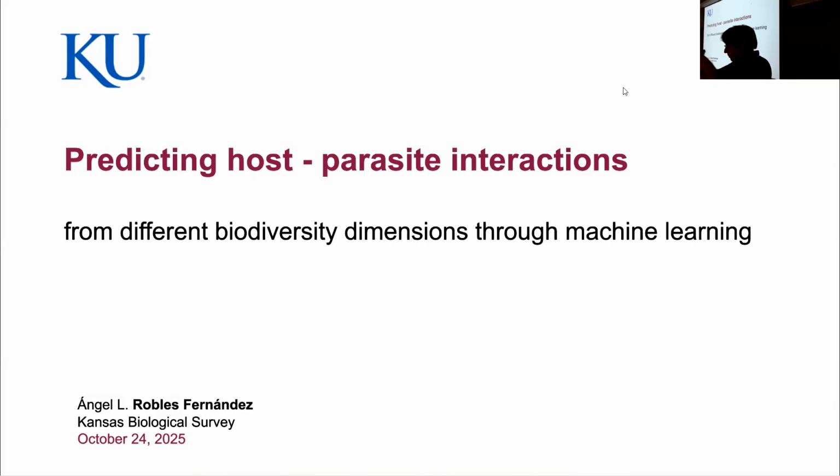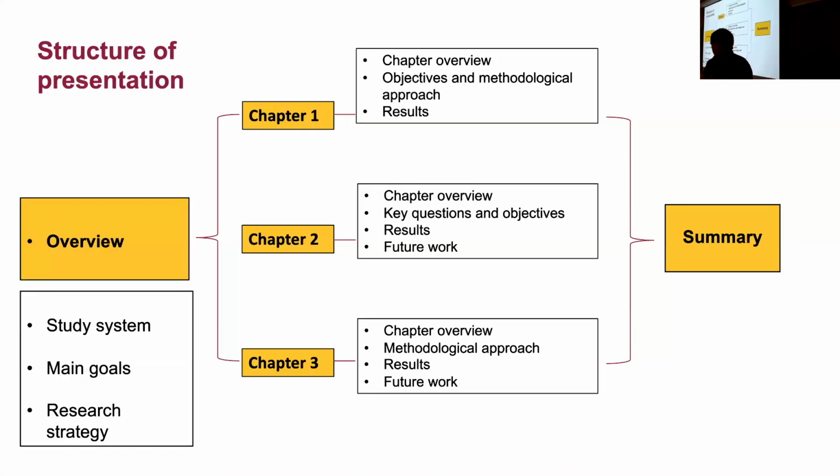But the main goal of the PhD project was to create a system that could potentially predict new host-parasite interactions. So I will start with this. As I said before, I divided my dissertation into 3 chapters, and I will present the main ideas of each chapter and the ongoing projects I have. But how they are related is not straightforward.